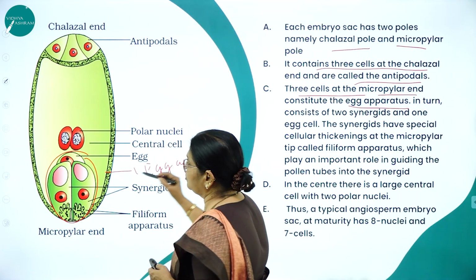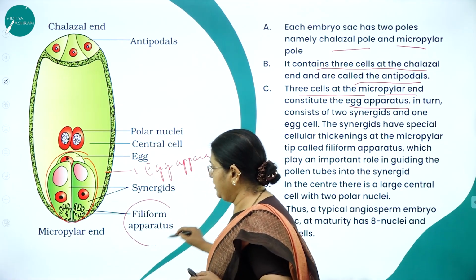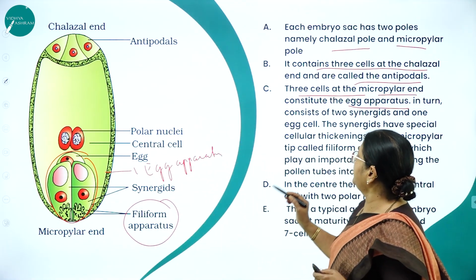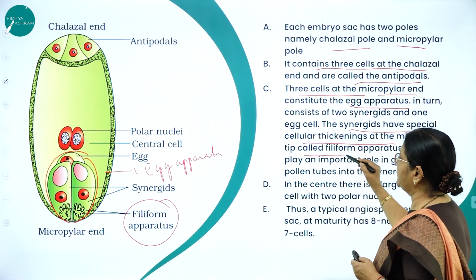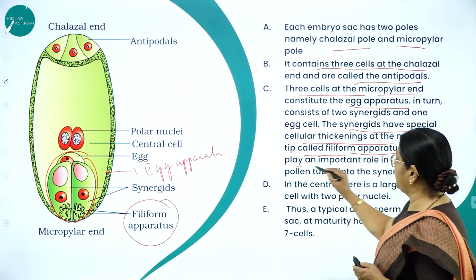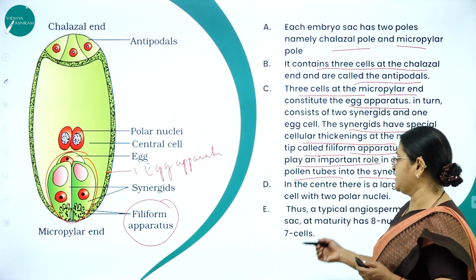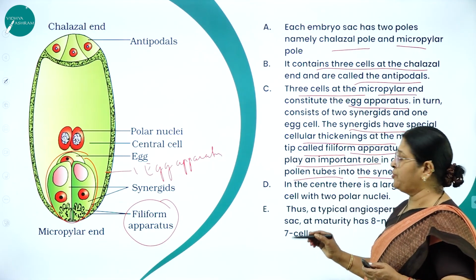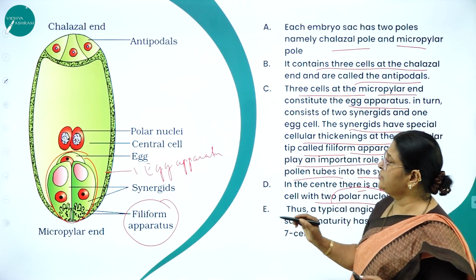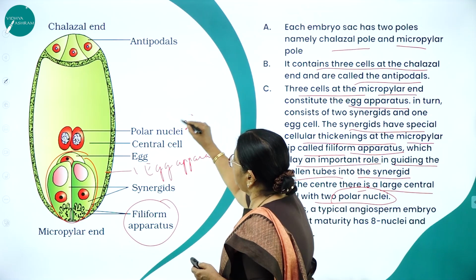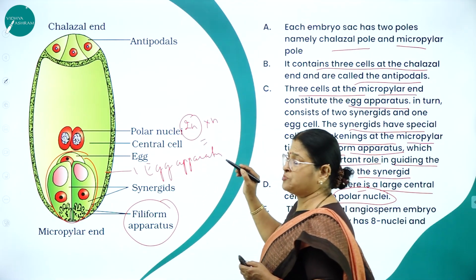Egg apparatus, which includes how many cells? 3 cells, 1 egg and 2 synergids, including the filiform apparatus. The synergids have special cellular thickenings at the micropylar tip called filiform apparatus, which play an important role in guiding the pollen tubes into the synergids, as I already said. Then in the center, very important, there is a large central cell with 2 polar nuclei. The 2 polar nuclei are already 2n, and one of the male gametes will come and fuse with them to form the endosperm nucleus.